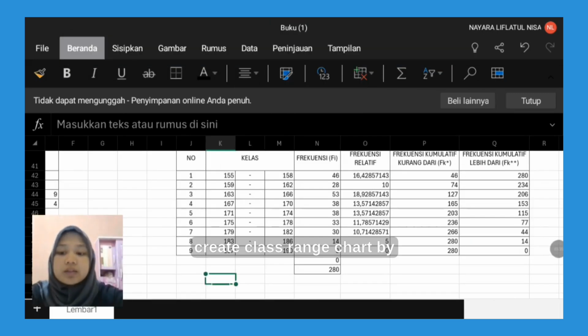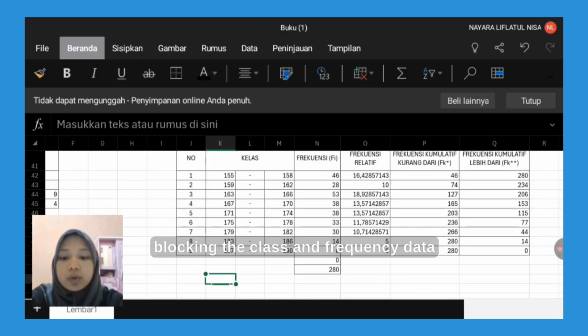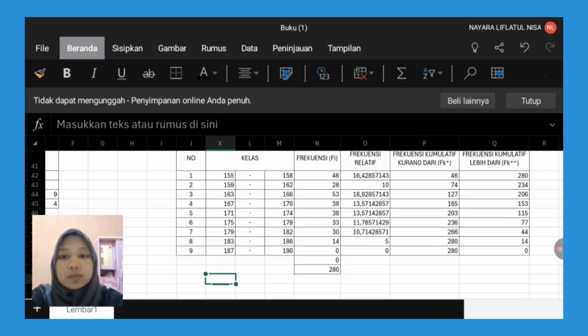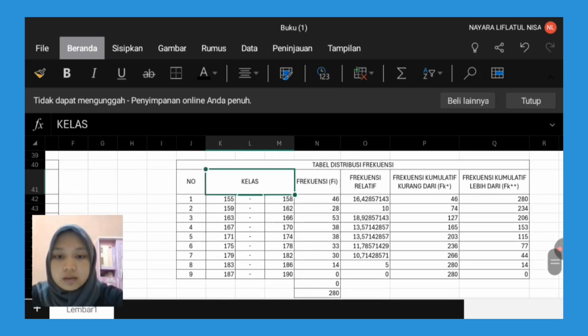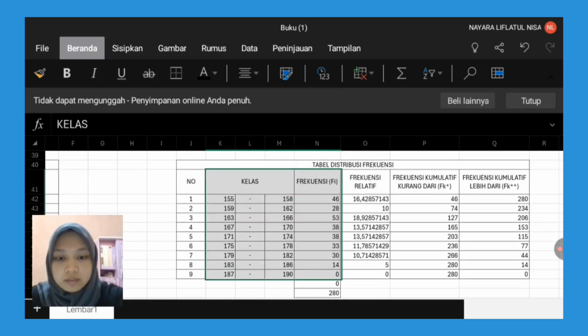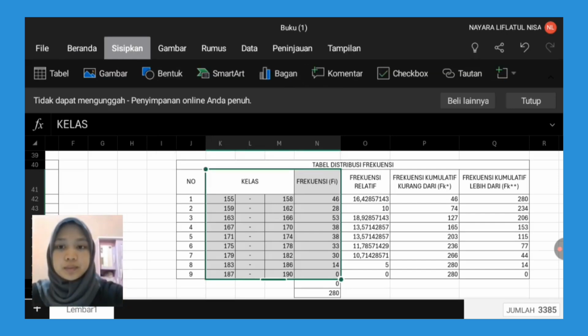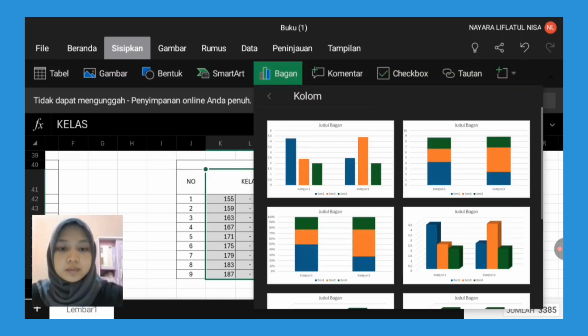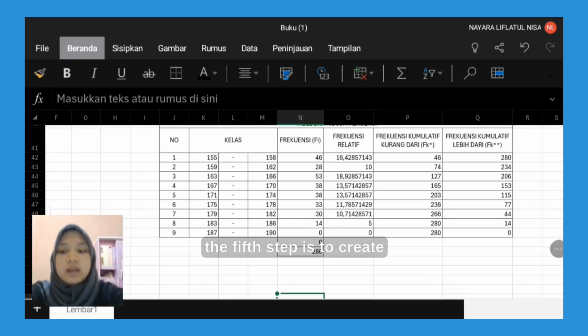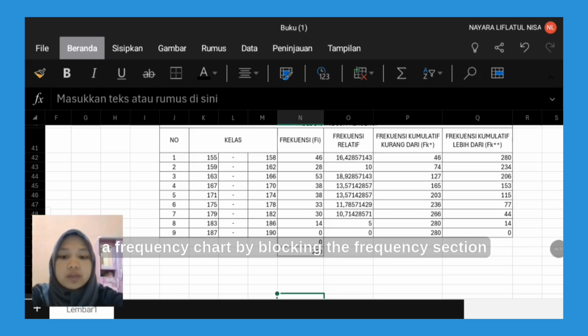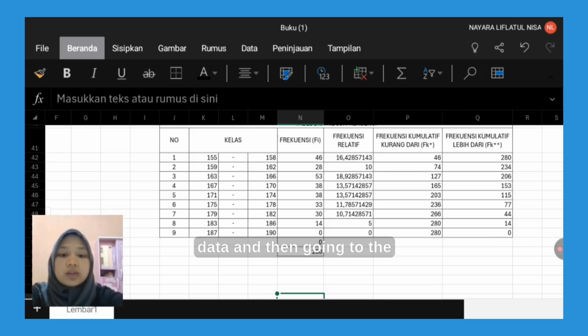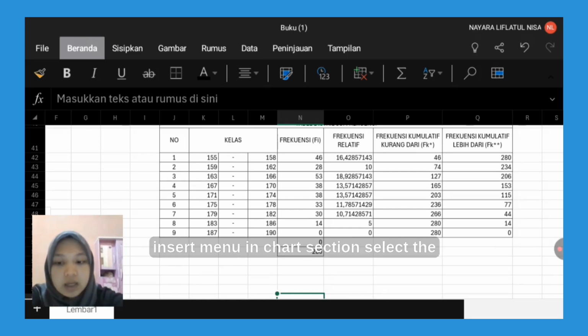The first step is to create a class range chart by blocking the class and frequency data directly. Then go to the insert menu in the chart section, select the bar chart and look for the stacked column chart. The fifth step is to create a frequency chart by blocking the frequency section data and then going to the insert menu in the chart section, select the pie chart.